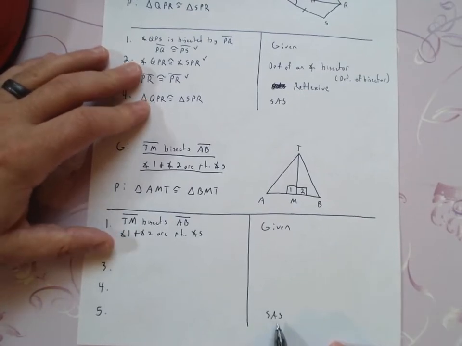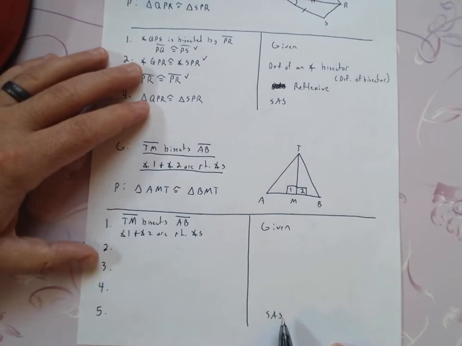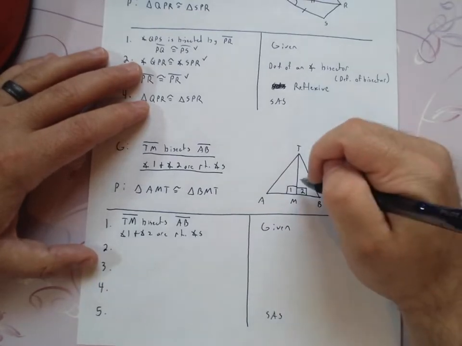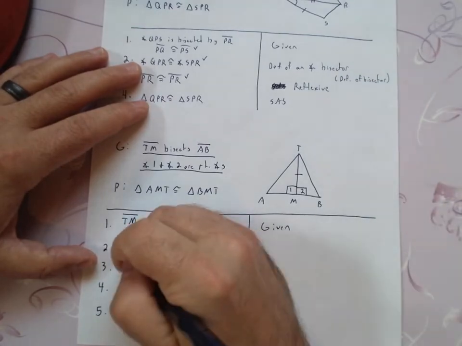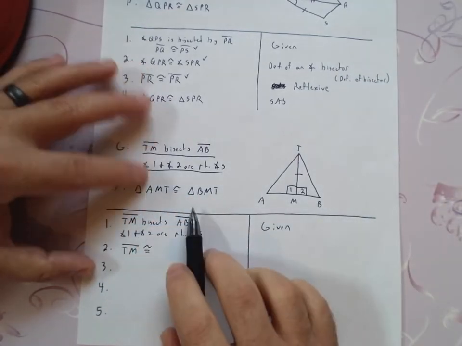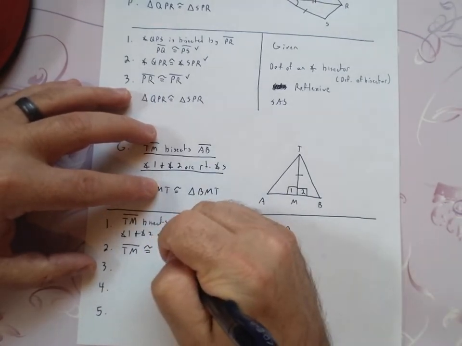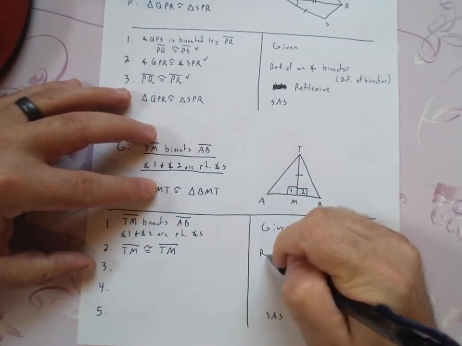So again, we're going to end with side, angle, side. Okay, so I need two sides congruent and an angle that's included. Well, if you look at your picture, one thing that should hopefully be obvious right away, you got reflexive. Segment TM, congruent to, well, let's match up. M and M match up, T and T match up. So again, that's going to be another TM segment. That's reflexive.